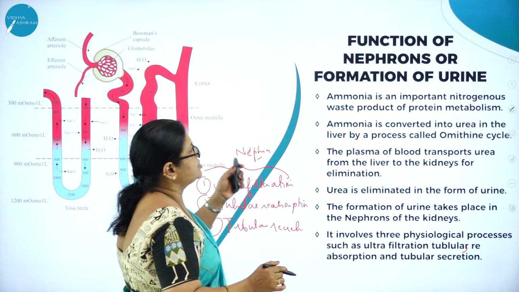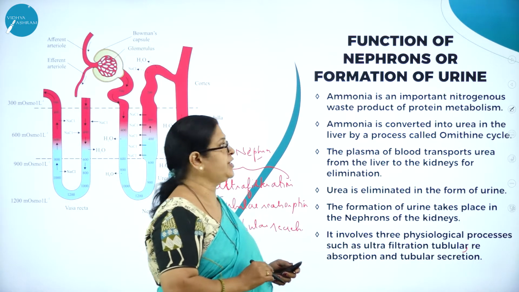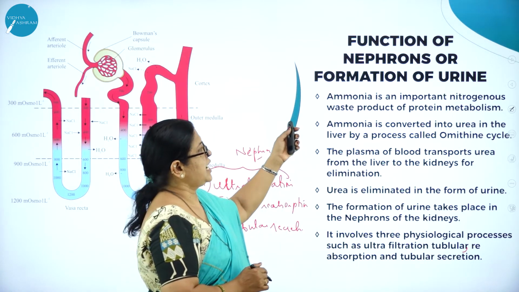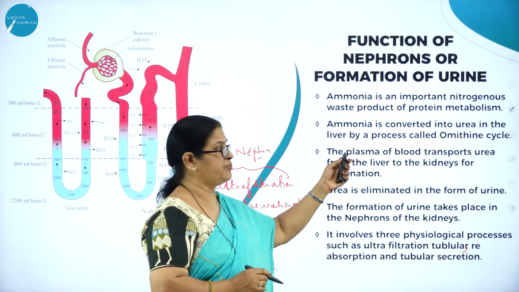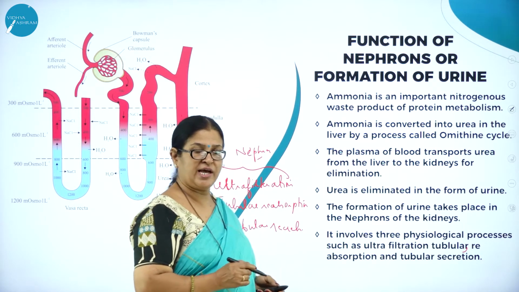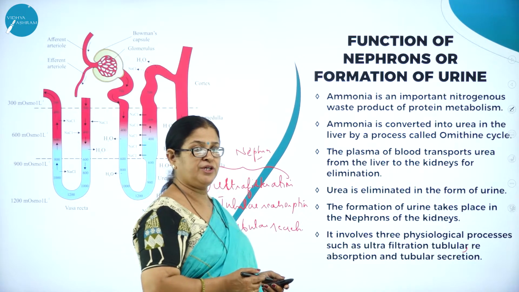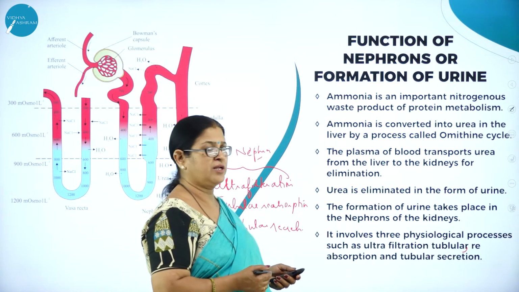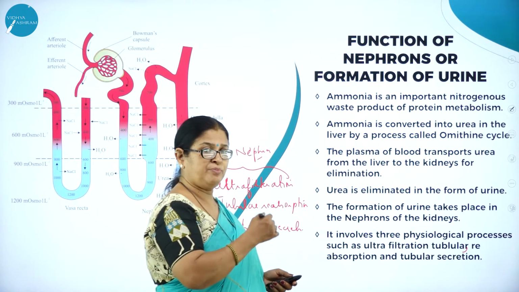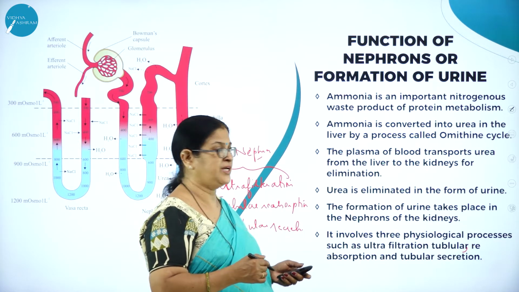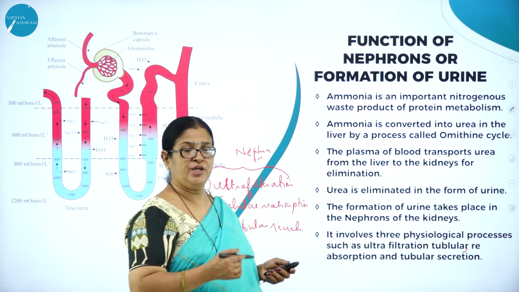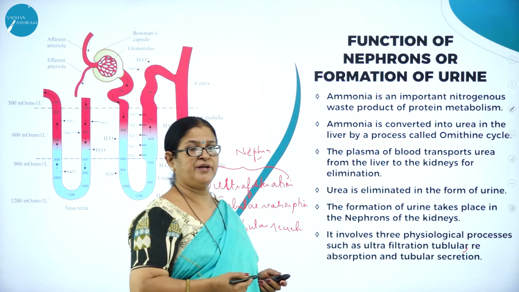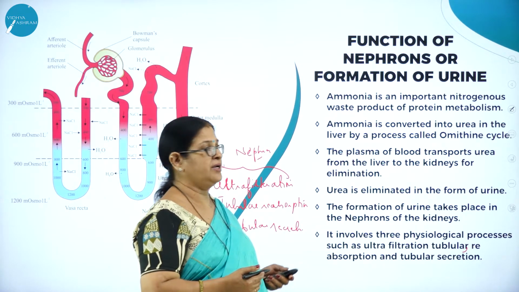So the function of nephrons, or formation of urine, takes place in the following way. Ammonia, as you know, is an important nitrogenous waste product of protein metabolism. As ammonia is highly toxic, in humans it is converted into urea in the liver through a cycle called the ornithine cycle, and through blood it is transported from the liver to the kidney for its elimination. The urea is eliminated in the form of urine in the nephron.